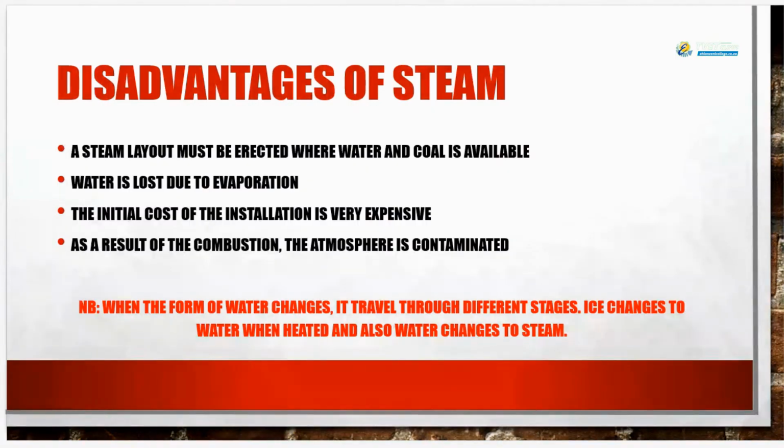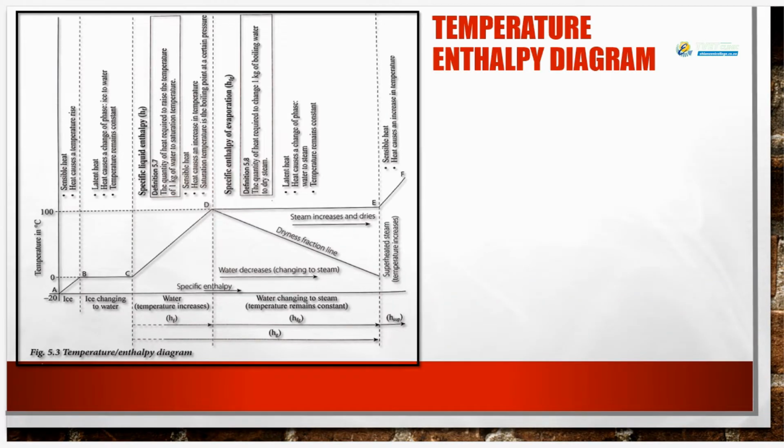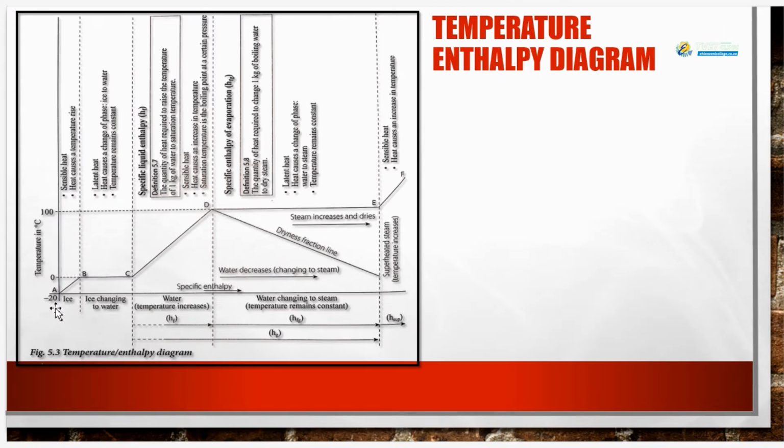Now when the form of water changes, it travels through different stages. Ice changes to water, and then water is then heated, which changes to steam. This means that that process has a certain amount of stages that needs to be looked at, and in that case we use a temperature enthalpy diagram, as you can see on your screen.